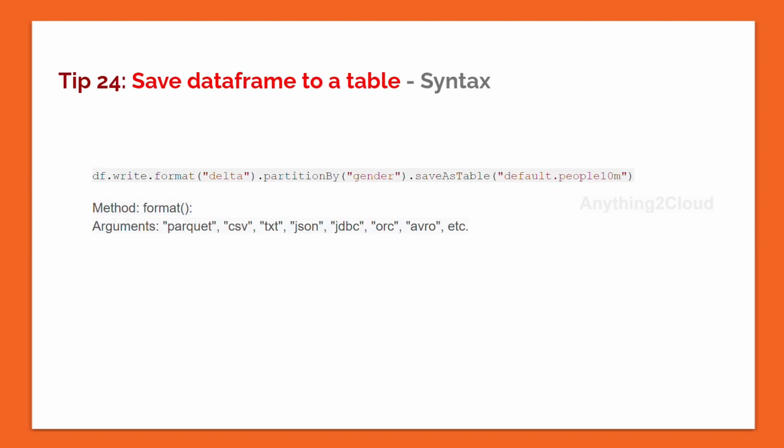Moving on to the next step. The next step is on the save DataFrame to a table syntax. The syntax is like df.write.format.partitionBy, then saveAsTable. In the format you can use either delta, or parquet, text, csv or anything you can mention there. In partitionBy, you need to mention the partition column here, then in saveAsTable you have to provide the table name there.